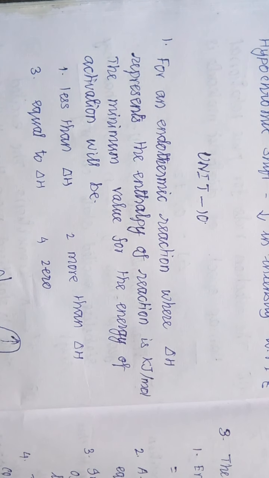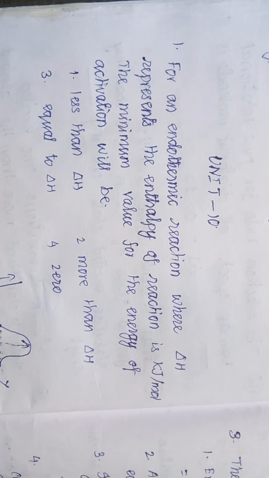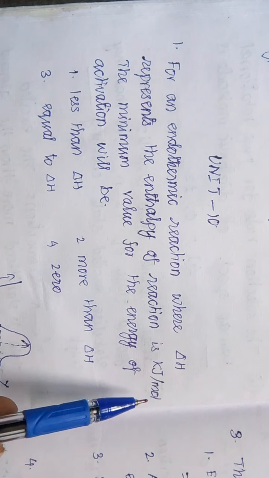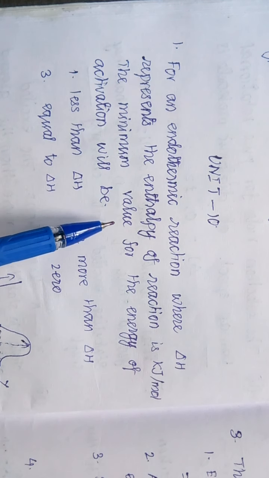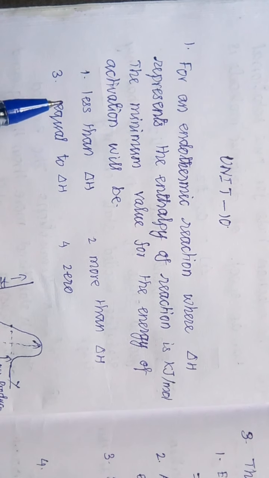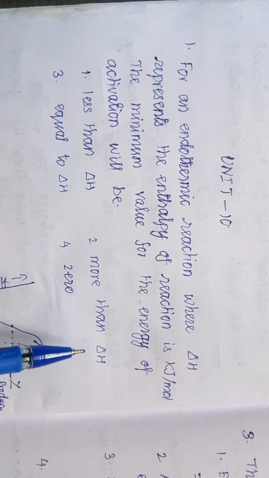So in the first part, we will see the first question: for an endothermic reaction, where delta H represents the enthalpy of the reaction in kilojoule per mole, the minimum value of the energy of activation will be. They asked about the energy of activation. The options are less than delta H, more than delta H, equal to delta H, and 0.